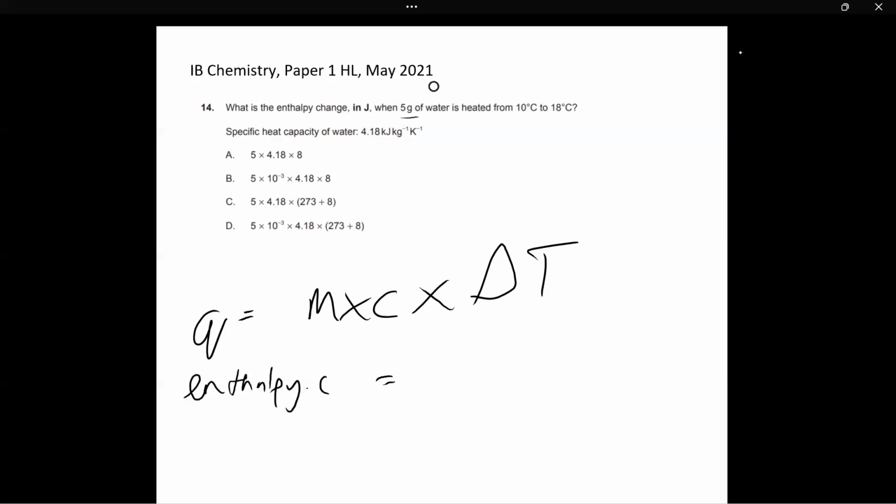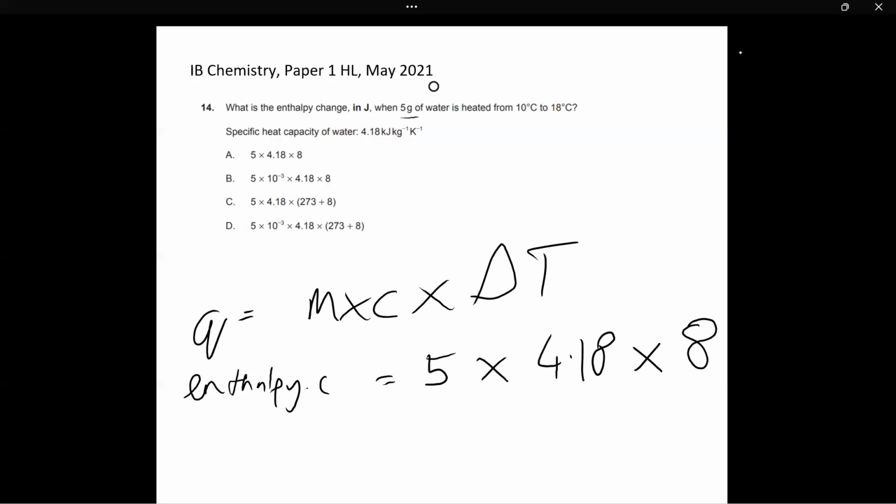So mass in this equation is given in grams. So 5 times C. C is nothing but the specific heat capacity. And that is 4.18. They've already given it to us, 4.18. Times delta T. What is delta T? Delta T is basically the change in temperature. And we can see the temperature has been changed from 10 degrees to 18 degrees. So that's an 8-degree change.